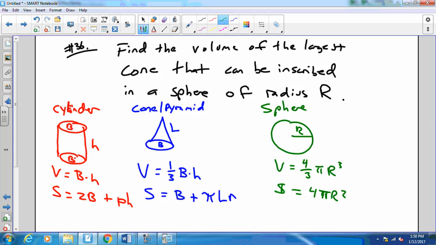So if you did not remember these from geometry, these are totally worth knowing. We're actually going to derive some of these formulas when we get to integration. Is it 4/3 pi r cubed? Right? It has to be cubic units.